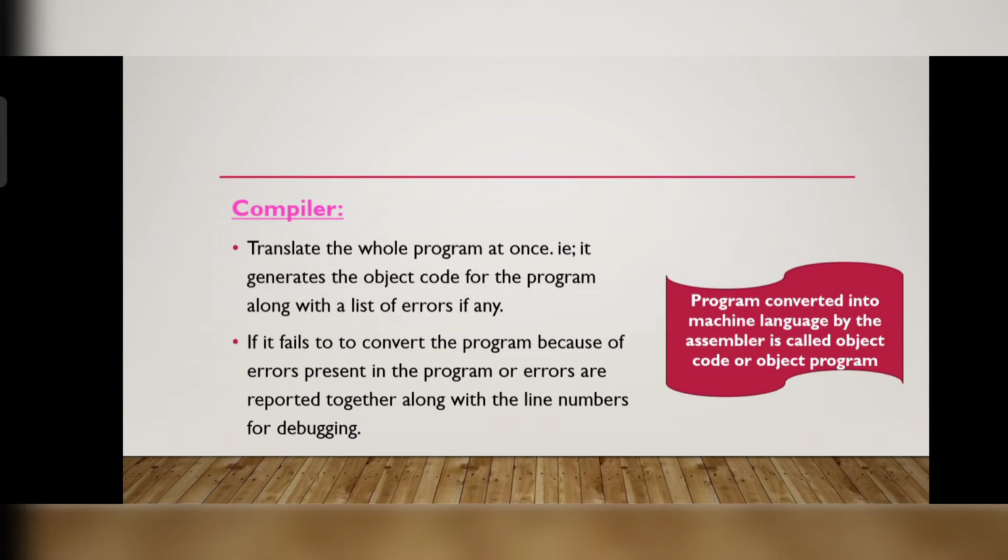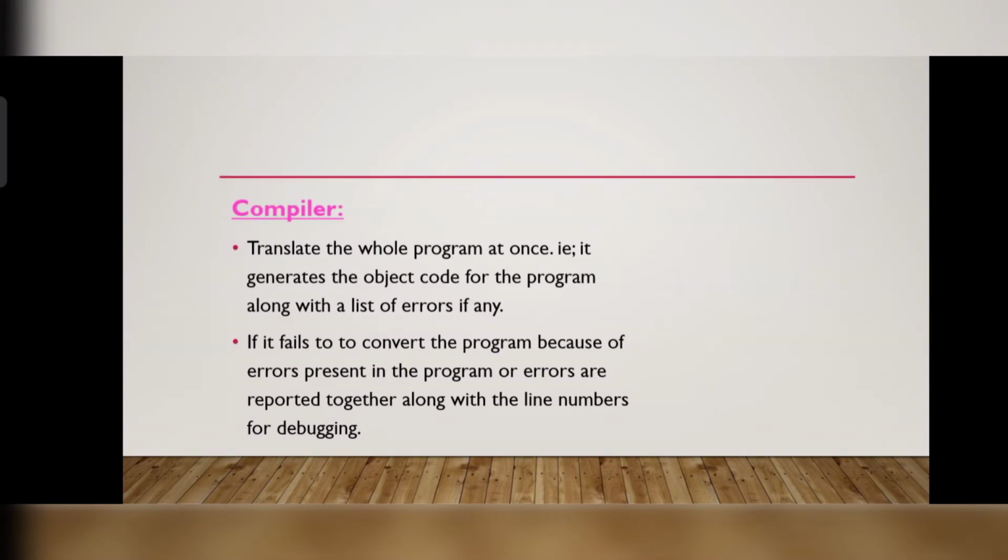So what is object code? It is a program which is converted into machine language by the assembler or by the translator. Okay. So our object code is the program which is being translated into the machine language. Okay. It is a program in machine language. So here the compiler translates the whole program at once.